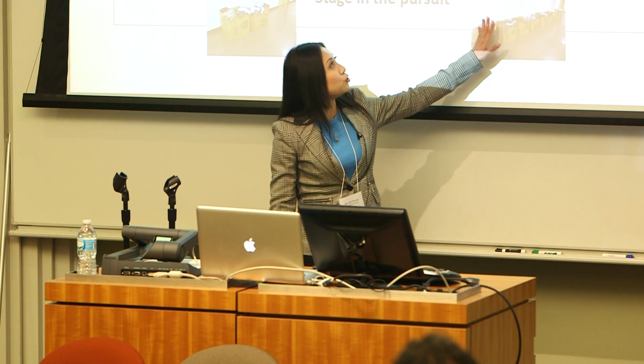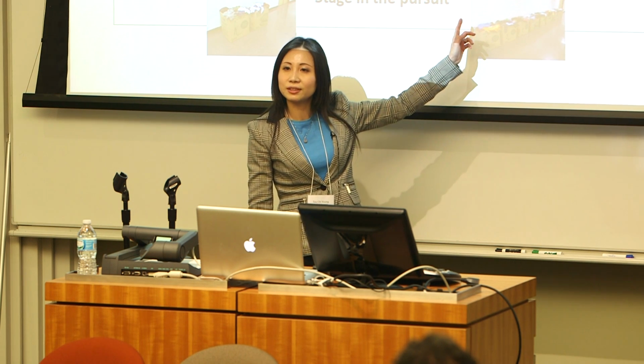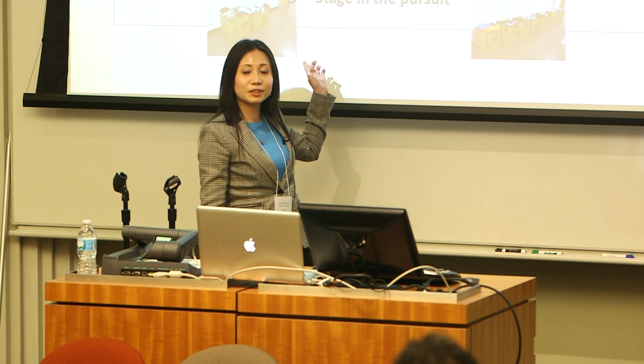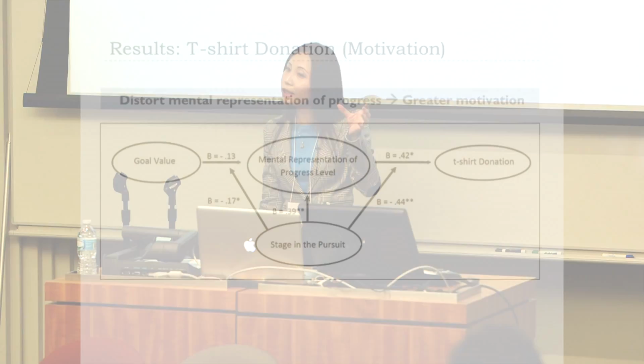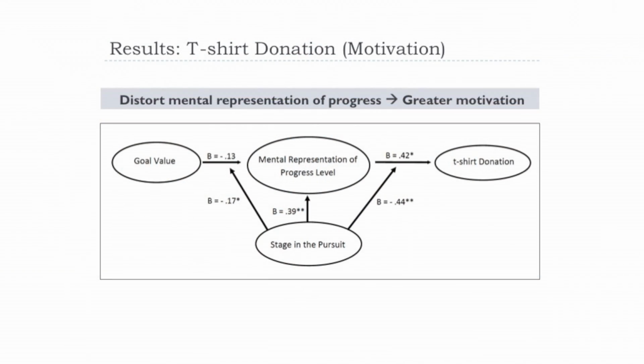But in the advanced stage, we saw the opposite. The people in the Haiti condition actually downplayed and estimated a lower number of t-shirts than the control and Honduras condition. So they exaggerate our progress early on, but downplay the progress later on. And by doing that, they motivate themselves to bring more t-shirts to our donation site. So in this study, we found that how people perceive the progress level can actually change from stage to stage.